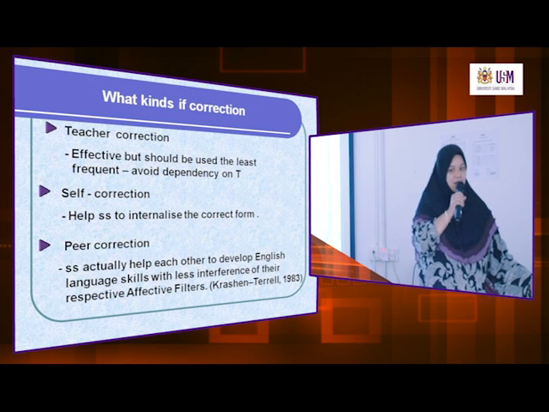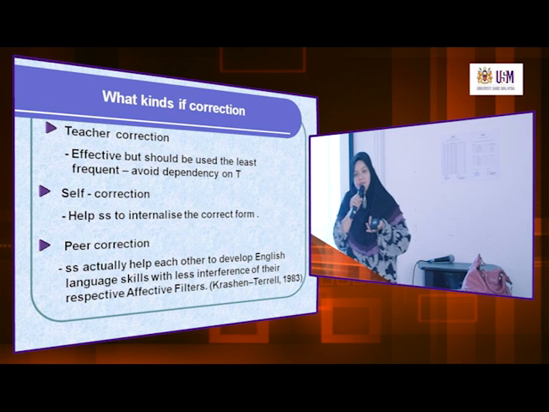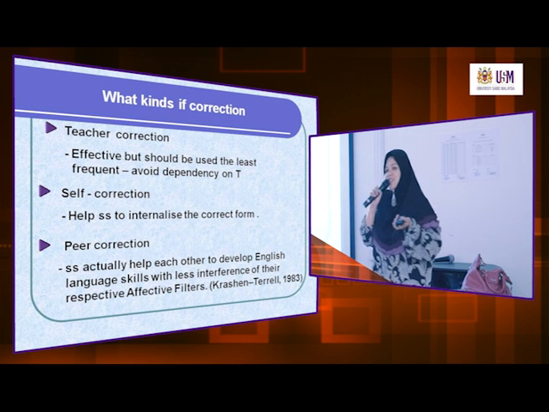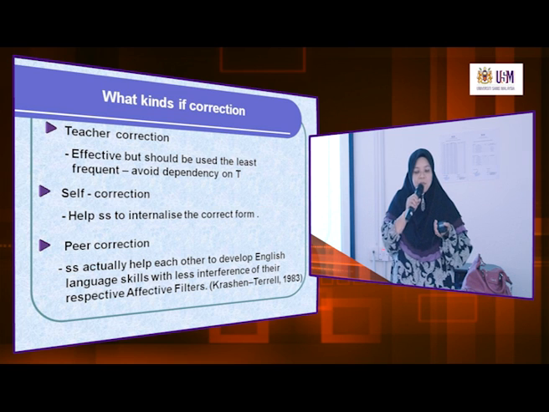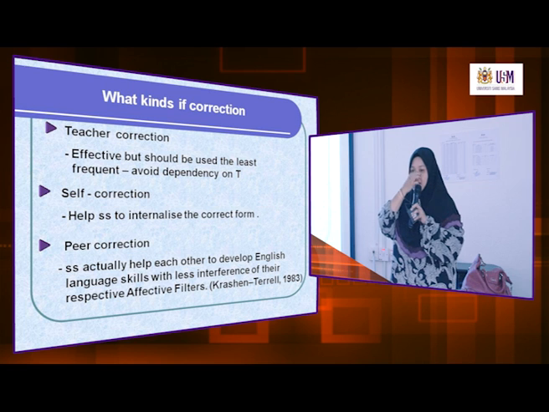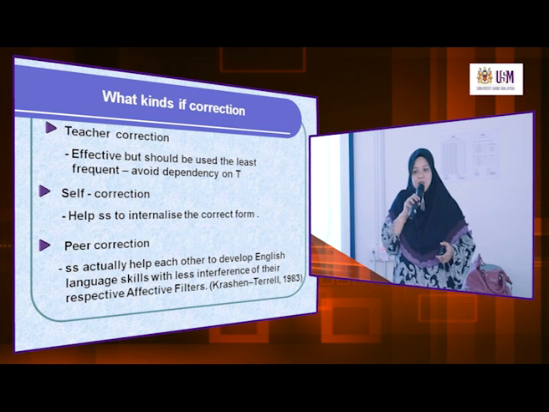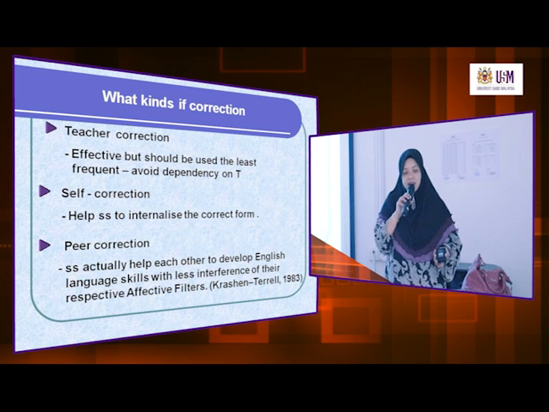What kinds of correction? Teacher correction. Very effective because the teacher should know the correct answer. What happens in the classroom is that most of the time, 95% of the time, the teacher will correct the students. But according to experts, that is the least frequent that you should use, because we don't want students to depend on the teacher. Never mind, I can do it. If it's wrong, the teacher will always show me what's right. So teacher correction should be used the least in the classroom.